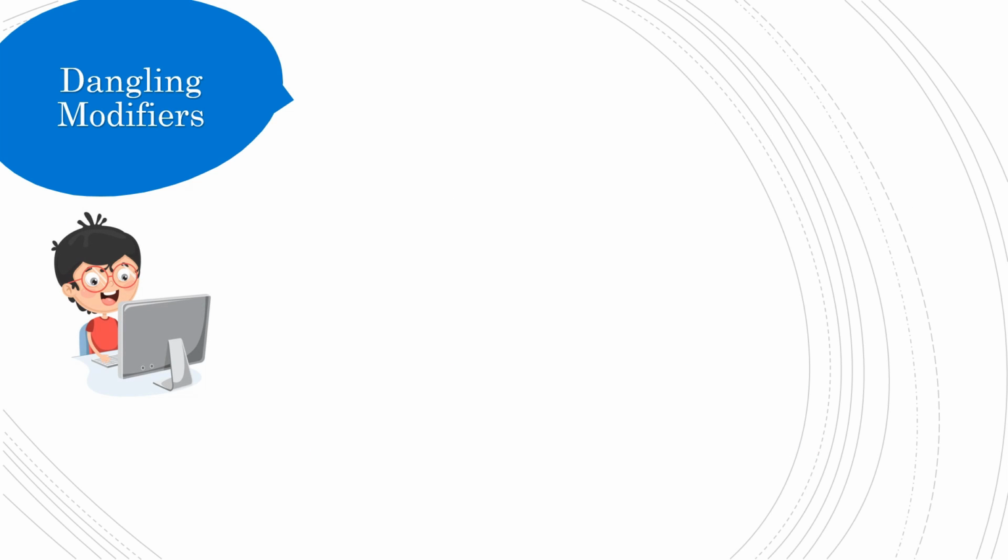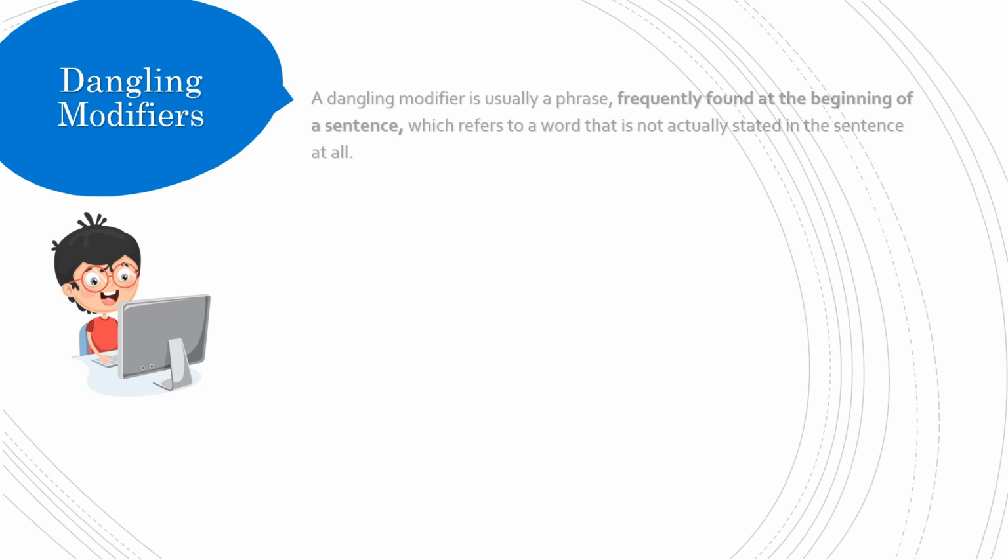Dangling modifiers. A dangling modifier is usually a phrase, frequently found at the beginning of a sentence, which refers to a word that is not actually stated in the sentence at all.